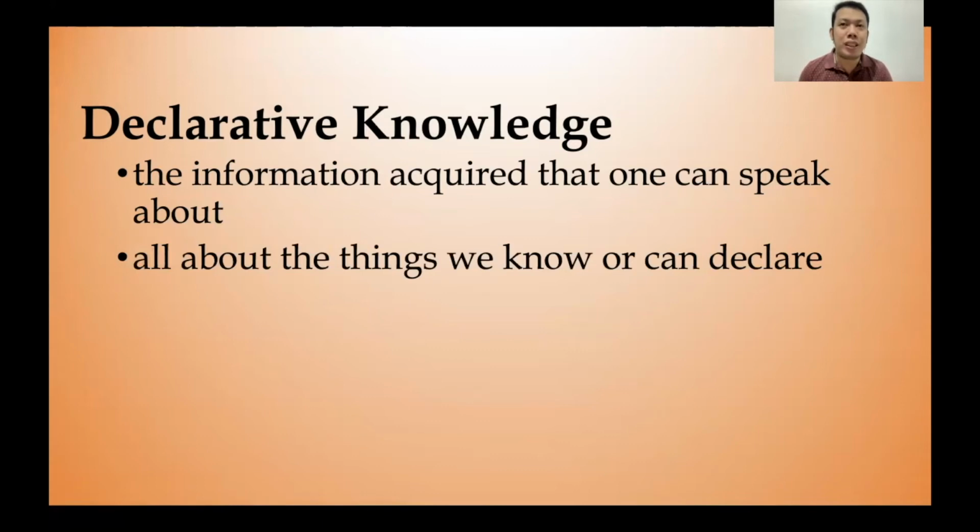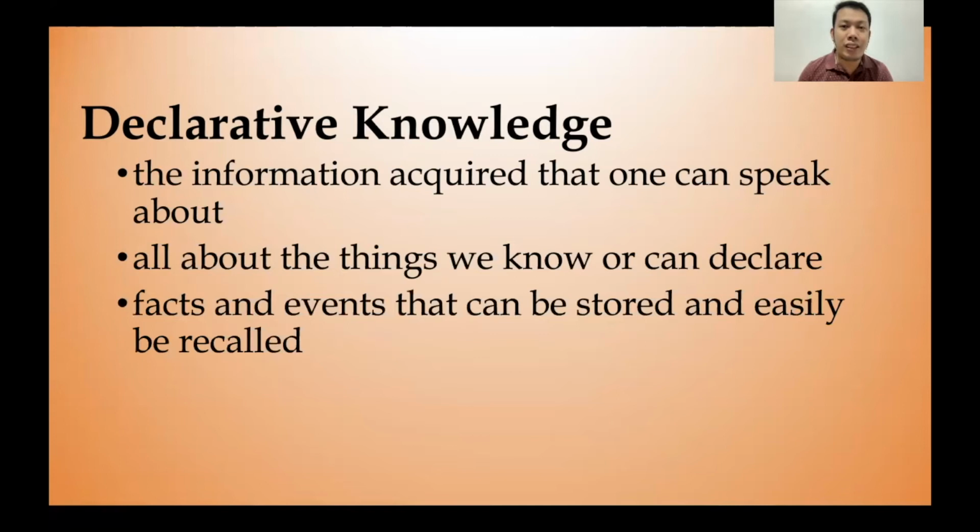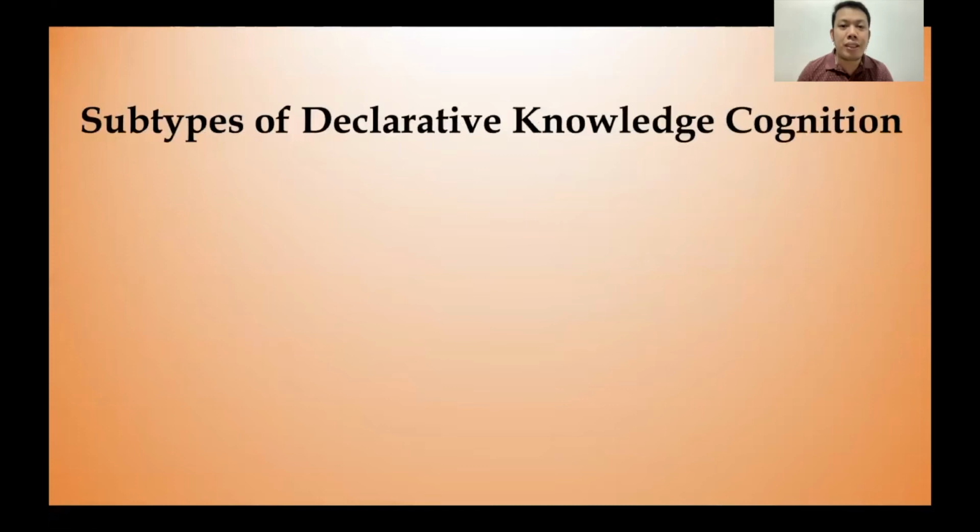Okay, so as long as we know it and we can declare or say it, then it is part of declarative knowledge. And this includes facts, events that can be stored and easily be recalled. Like the color of your shirt that you wore yesterday, or the date of your birthday, anniversary, monthsary, and so on. So these are the subtypes of declarative knowledge cognition.